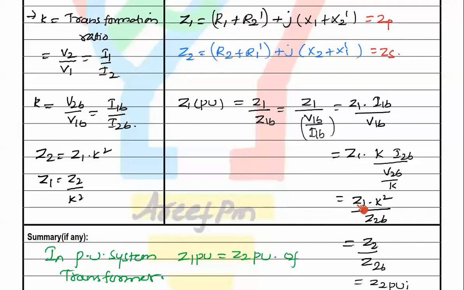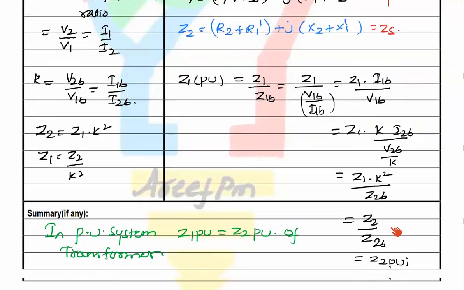So this is nothing but Z1 into K square, because when you are referring the transformer impedance from secondary to primary it is divided by K square, and from primary to secondary it is multiplied by K square. Based on this basic relationship, I can reduce that to Z2 divided by Z2 base, which is actual value divided by base value, nothing but Z2 per unit. So in the per unit system, Z1 per unit is equal to Z2 per unit of the transformer, which is not the same in our absolute systems.